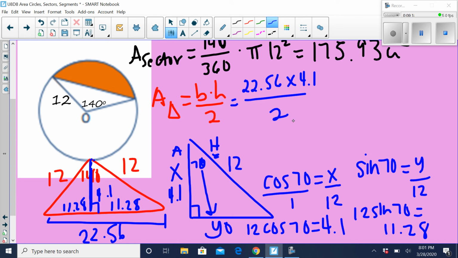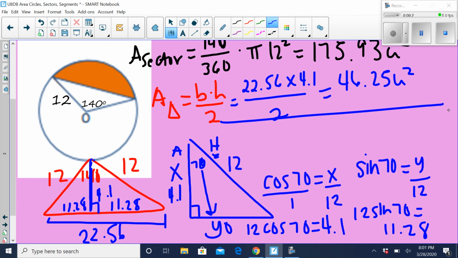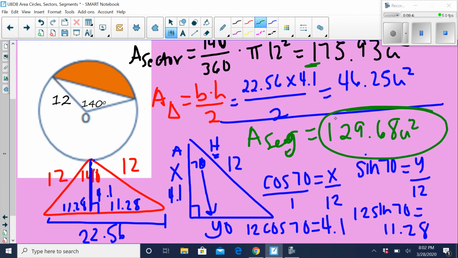So the base is 22.56 times the height, which was 4.1, and then I divide by 2. And my area is 46.25 units squared. The last step I need to do is find the area of the segment. The area of the segment is found by subtracting that triangle from the sector. So if I go 175.93 and I subtract the 46.25, I'm left with 129.68 units squared, and that would be the area of my segment.